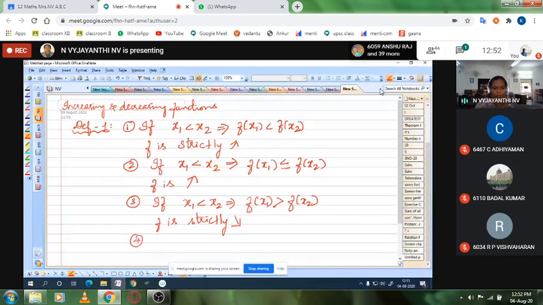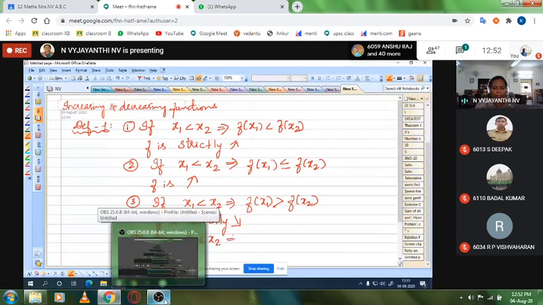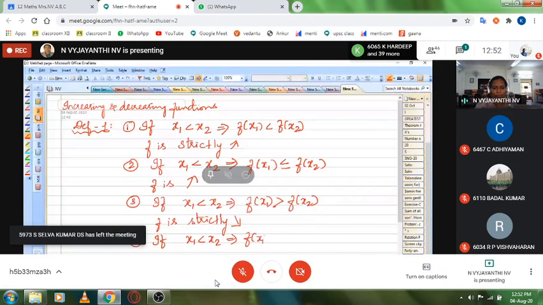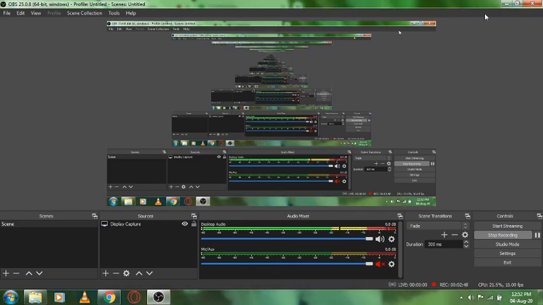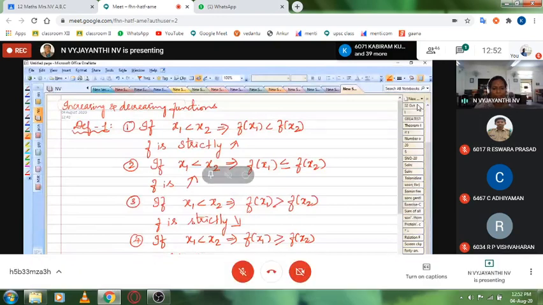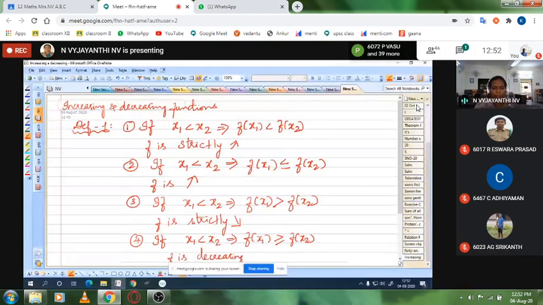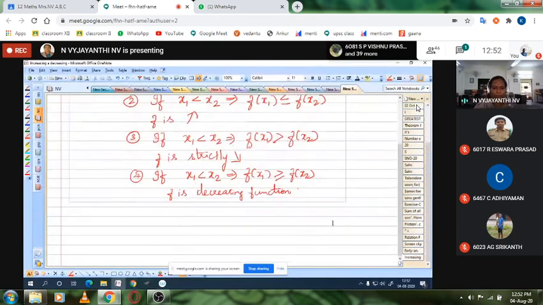Fourth definition, if x1 is less than x2, which implies f of x1 is greater than or equal to f of x2, then what does it mean? f is a decreasing function. So this is definition 1 for increasing and decreasing function. What about the next one then? Definition 2.